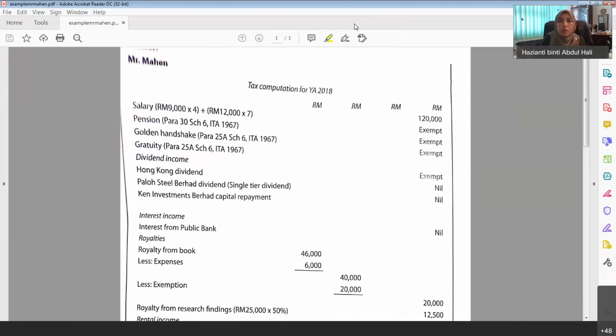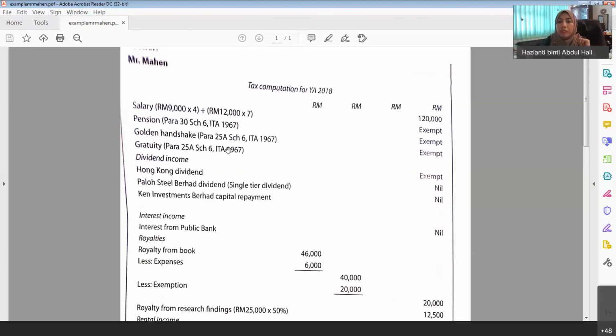This is for our Mr. Mahir. Alright, so he is a retired lecturer. So you have here his income, salary for that particular year 2018, 9,000 times 4 months plus 12,000 times 7 months. Okay, 120,000. Any problem with this 120,000? Okay, everybody gets the figure for 120,000. Alright, pension, if you look at Schedule 6, it is exempted because he has reached retirement age, so exempted. The golden handshake is also exempted.